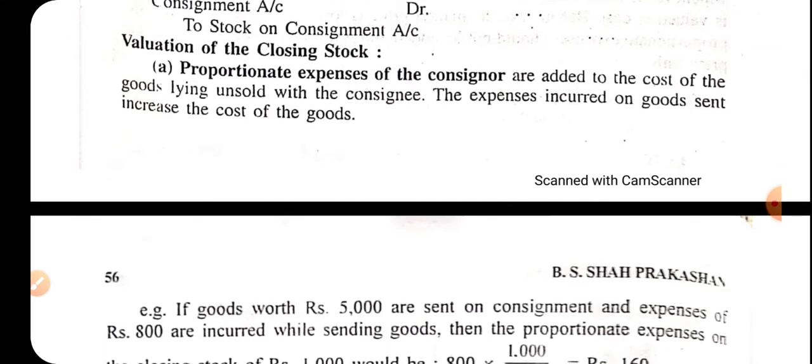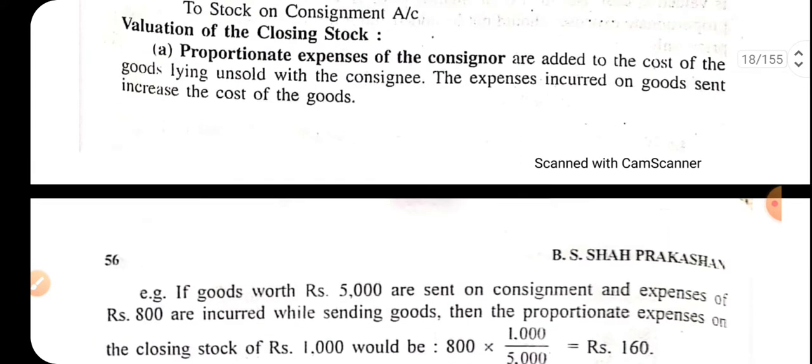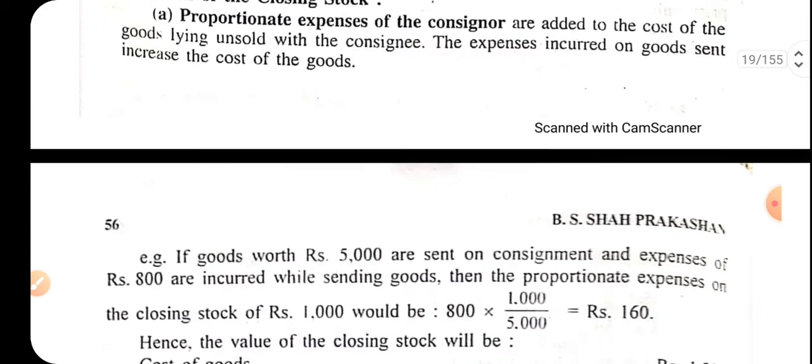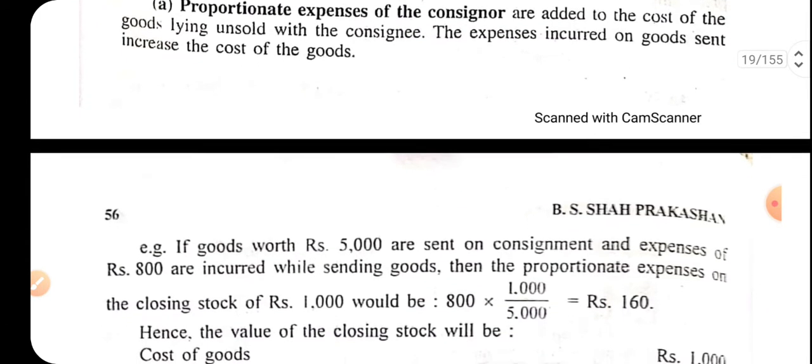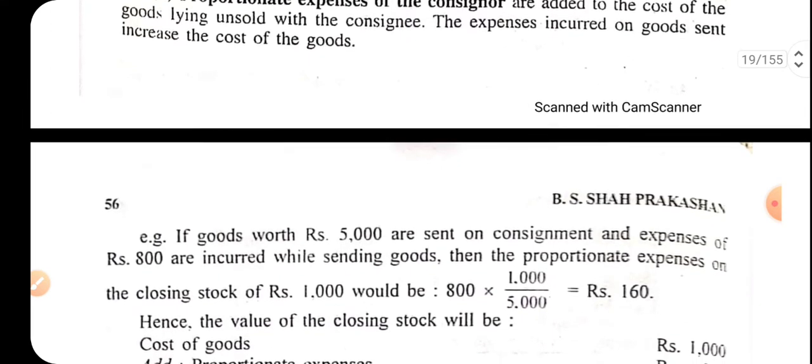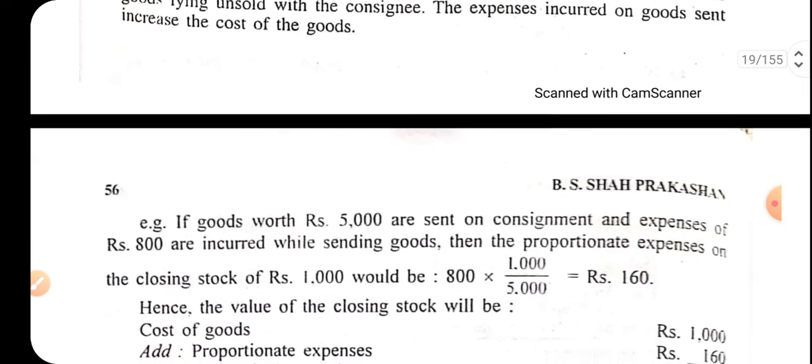In the value of closing stock, we must add the proportionate expense of the consignor and the proportionate expense of the consignee, and certain expenses also need to be deducted there. So let us discuss what the proportionate expense of the consignor is. Proportionate expenses of the consignor are added to the cost of goods lying unsold with the consignee. The expense incurred on sending the goods increases the cost of goods.